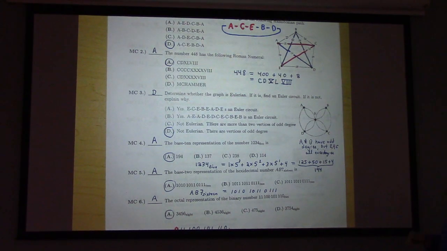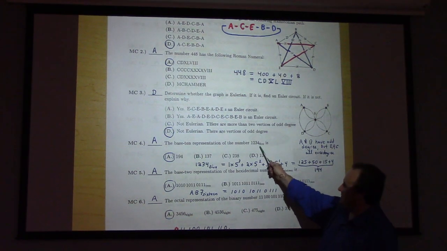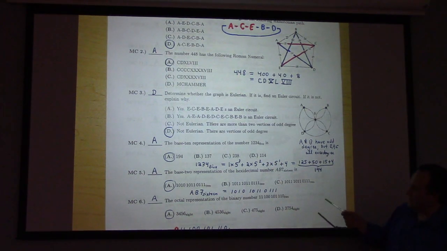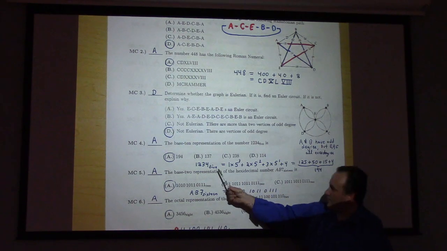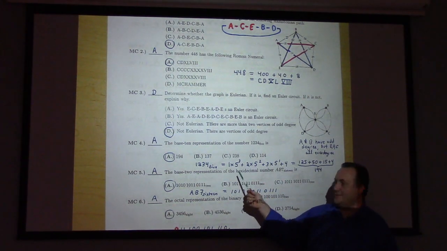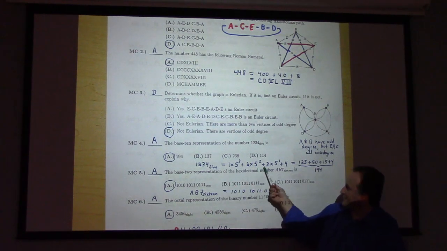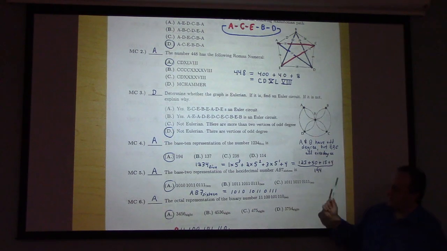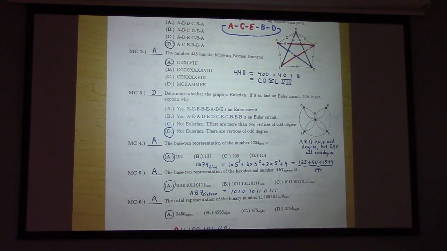It's not. The base 10 representation of the number 1234 in base 5 is we do 1 times 5 cubed plus 2 times 5 squared plus 3 times 5 to the 1 plus 4, which gives us 194. So that direction of things is pretty easy, right?